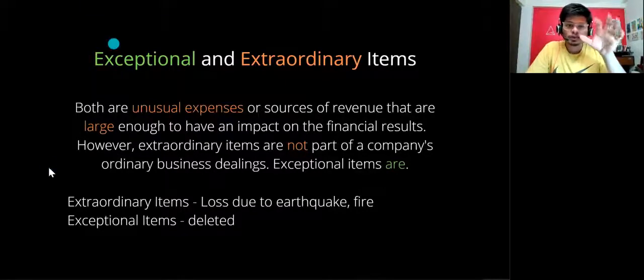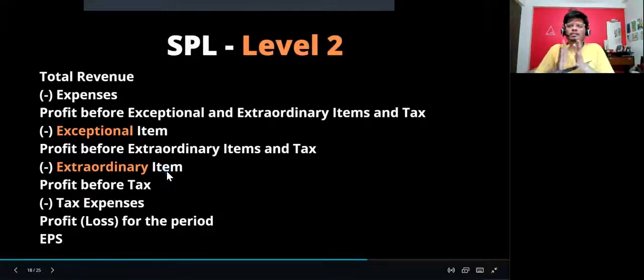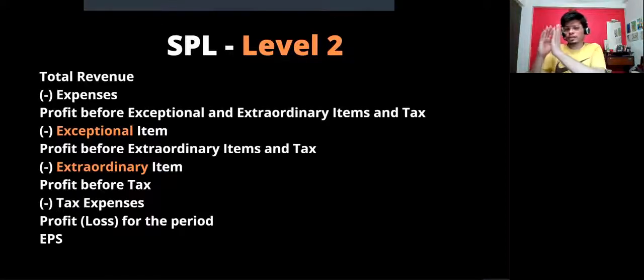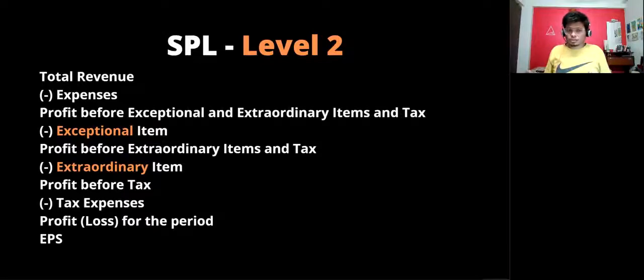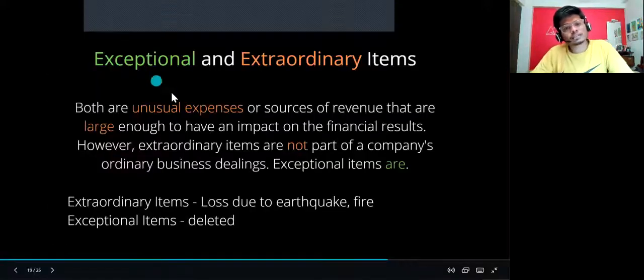The entire purpose of showing exceptional items and extraordinary items is that if I compare my profit and loss account this year versus my earlier year, if there are major changes in the profit, I as an investor should know why is that so. Is it because my expenses during the year were very high, or my revenue was too low, or is it because of some exceptional item that should not have happened and happened? Okay, so exceptional and extraordinary item.